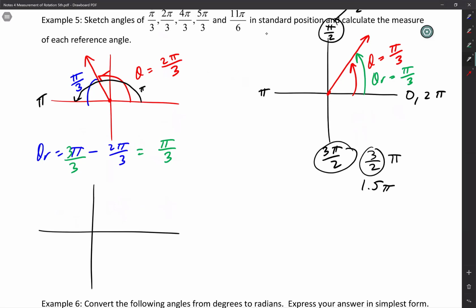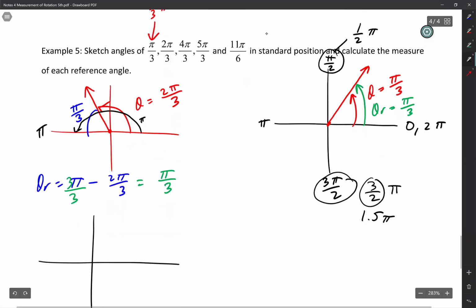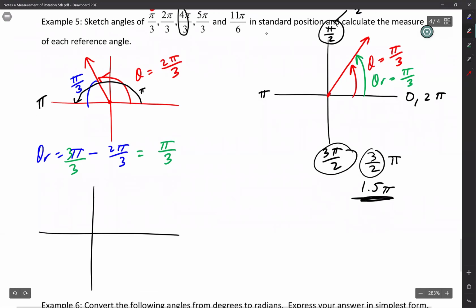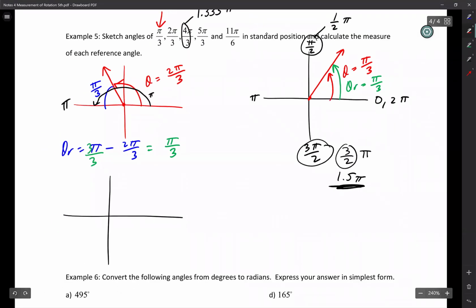4/3 pi. In case you need to know what this is in decimal, 4 over 3: 3 goes into 4 one time, and then I have 1 left over, so it's 1 1/3. So it's like saying 1.333 goes on forever, with a pi on it. Well, 1.5 pi is 270 degrees. So 4 pi over 3 has to be in quadrant 3. Is that making sense to you guys? Is that making sense, Ms. Harris? Yes.